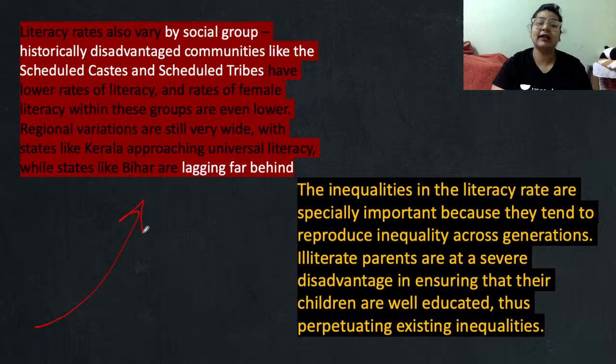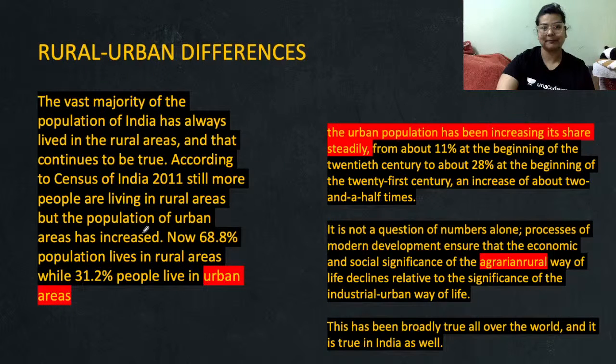Inequalities in literacy rate are especially important, because they tend to reproduce inequality across generations. A severe disadvantage here is that illiterate parents find it harder to ensure that their children are well educated, and thus perpetuate the existing inequalities which they have seen, faced and come across. Then there are rural and urban differences. The urban population has been increasing, but its share is still steady.